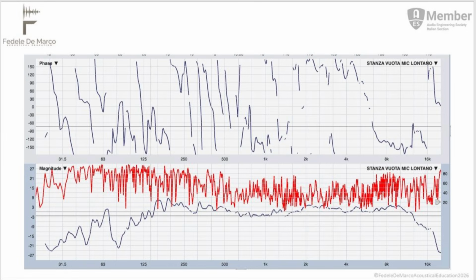But the phase trace is not always clear or useful. In a reverberant environment, the coherence drops completely across the spectrum, making a stable phase reading impossible. Without high coherence, due to a low direct-to-reverberant ratio, these data cannot identify a solid trend for our tuning.